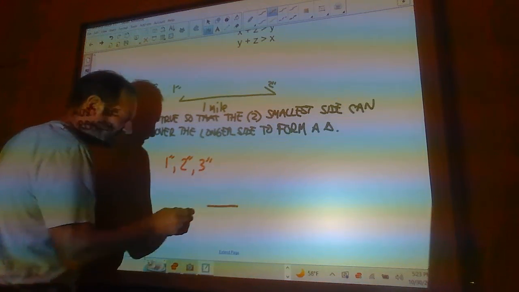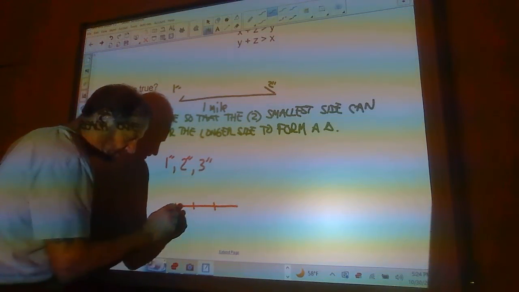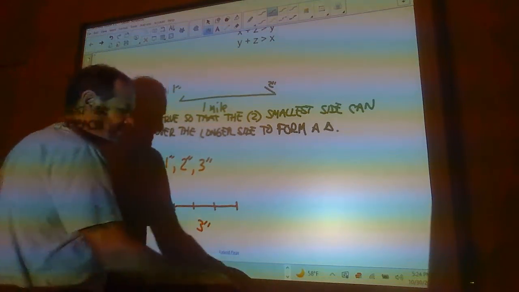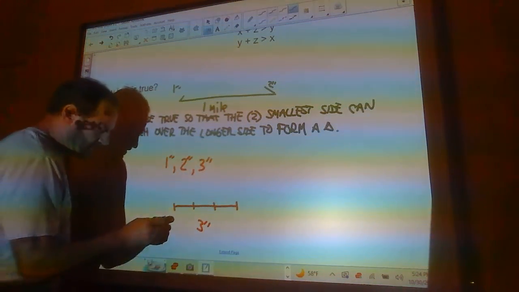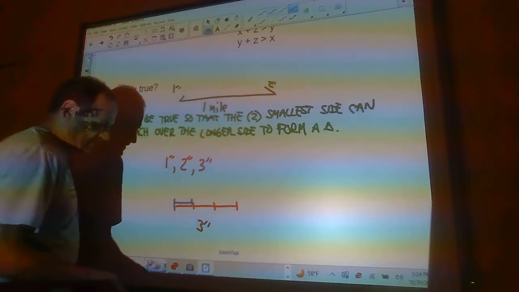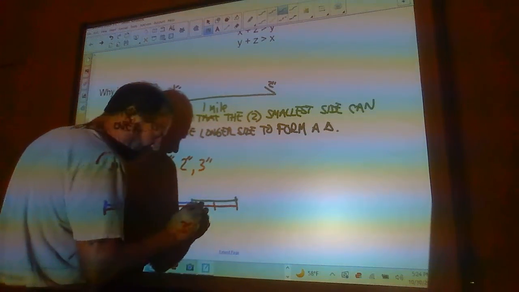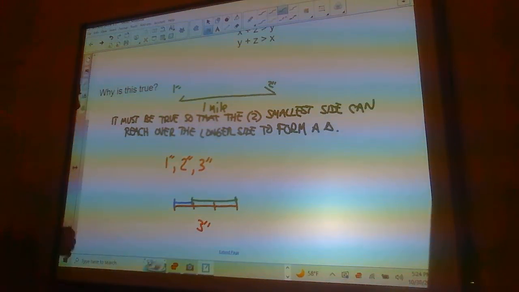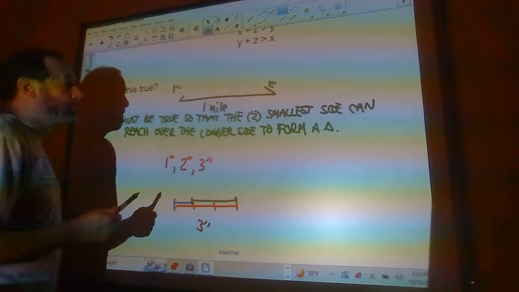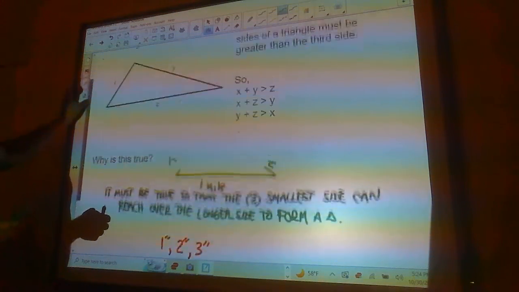Why is that? Well, because if you had 3 inches here, let's say that's 3 inches, and then the second side was 1 inch, that would take this, and the third side was 2 inches, that would take this. They would touch, but they would not be a triangle, it would be a flat line. So it's very important that it is more. It has to be more than the third side. It's got to be greater than.